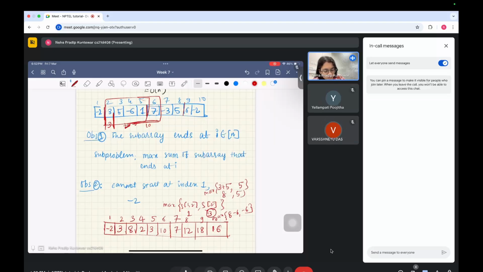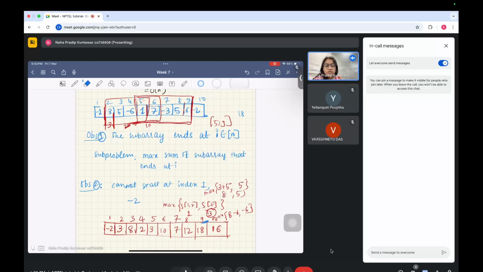So the maximum is 18, and what does it tell you? It ends at 9. So this value ends at 9. And what is the subarray? The subarray is, I think, this one, which starts at 5 and ends at 9. So if you sum the numbers from 5 to 9, this will turn out to be 18.